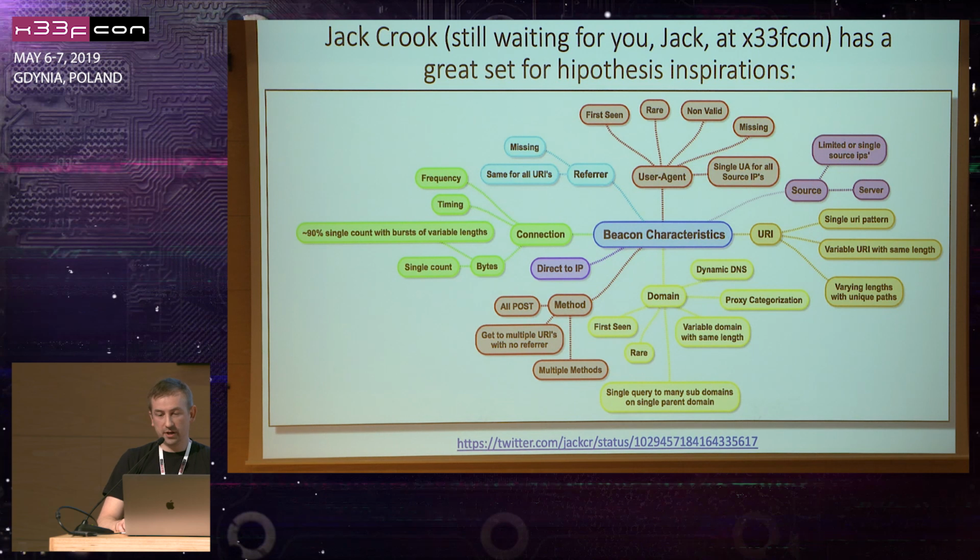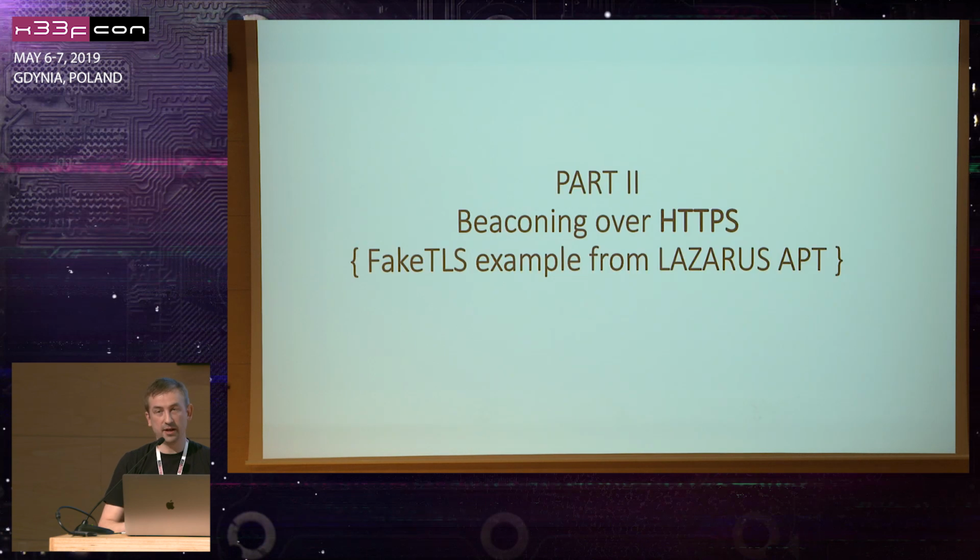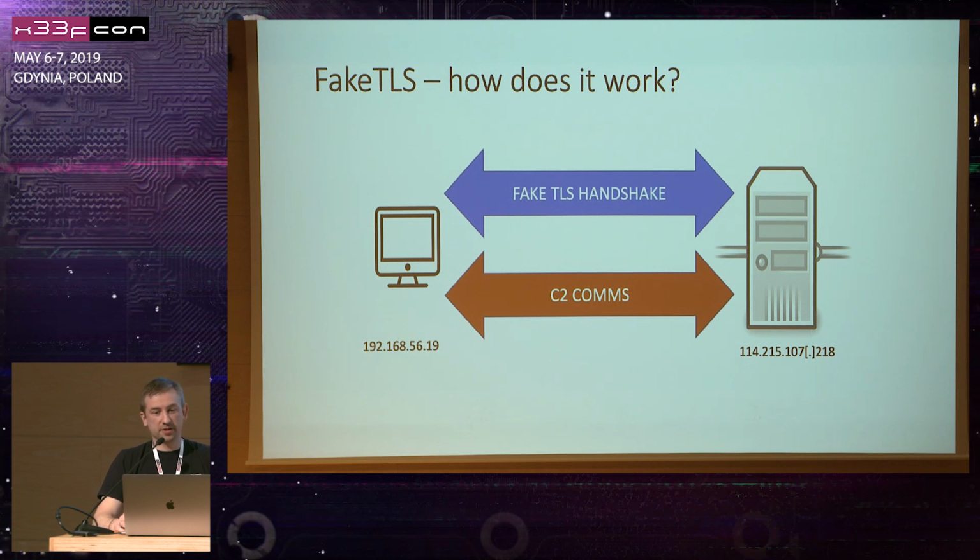So let's go to part 2 and focus on beaconing over HTTPS. And actually, like I said before, it will not be a generic detection of HTTPS, but just a fake TLS example from the Lazarus APT. So just to understand how it works, it has worked for several years. I'm aware that it worked until 2018. I don't know if they still use this protocol in 2019. I'm now more focused on different kinds of threats.